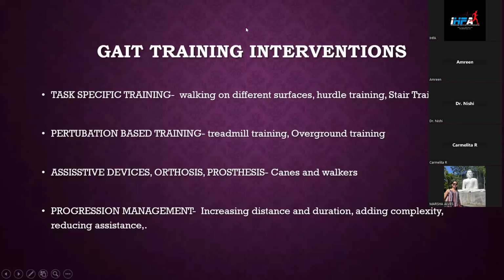Everyone clear? Any difficulties? Yeah. Ma'am, what do you mean by overground training? So overground training is basically, I'll give an example.